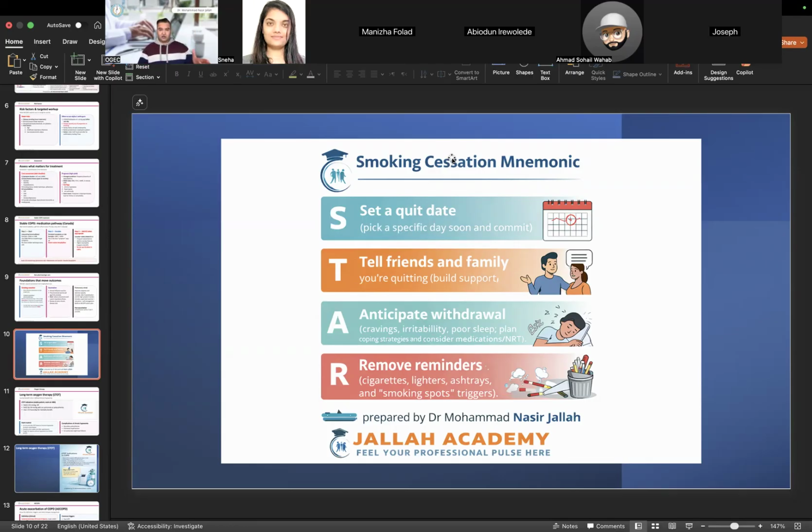And remove anything that reminds you of smoking, whether it is the lighter or the ashtray, whatever reminds you of smoking, you have to remove it.